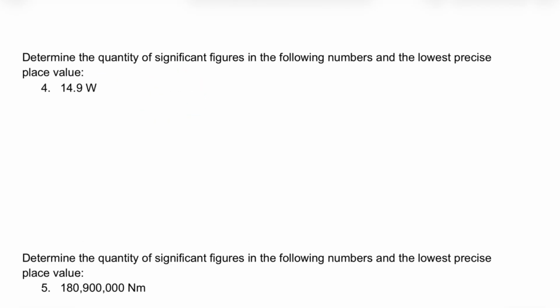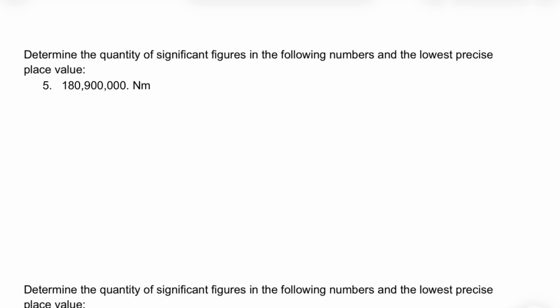Question 4, 14.9 watts. We have 3 different non-zero numbers and no zeros. So this one is nice and easy. We have 3 sig figs, and it looks like our lowest place value that has a significant digit is the tenths of a watt. Question number 5.